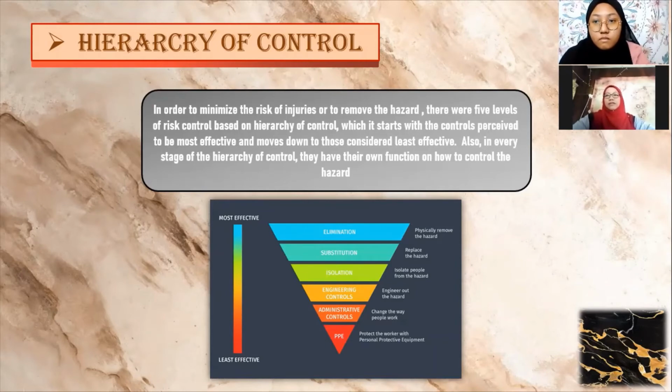Also, in every stage of the hierarchy of control, they have their own function on how to control the hazard. So as you can see here, from this picture, we can know that every stage is functioning to control the hazard at the workplace, whether to physically remove the hazard by elimination control, or replace the hazard by substitution control, or isolate people from the hazard by engineering control, or change the way people work by administration control, or lastly, protect the worker from hazard with personal protective equipment, or known as PPE.